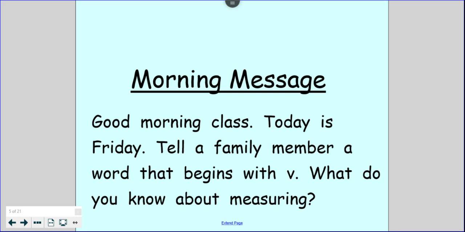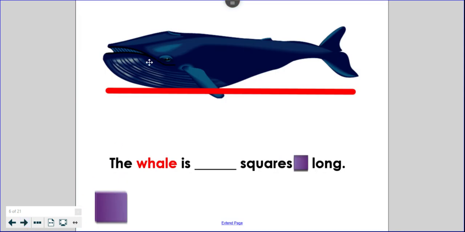We've talked a little bit about measuring, so I want to keep on going here, and I want to see if you can help me measure the length of this whale. We've talked about the most important thing when you measure is to start at the very, very end and then go all the way to the other end. This is when you're measuring the length, how long something is. So today we're going to measure with purple squares. We're going to find out how many squares long this whale is.